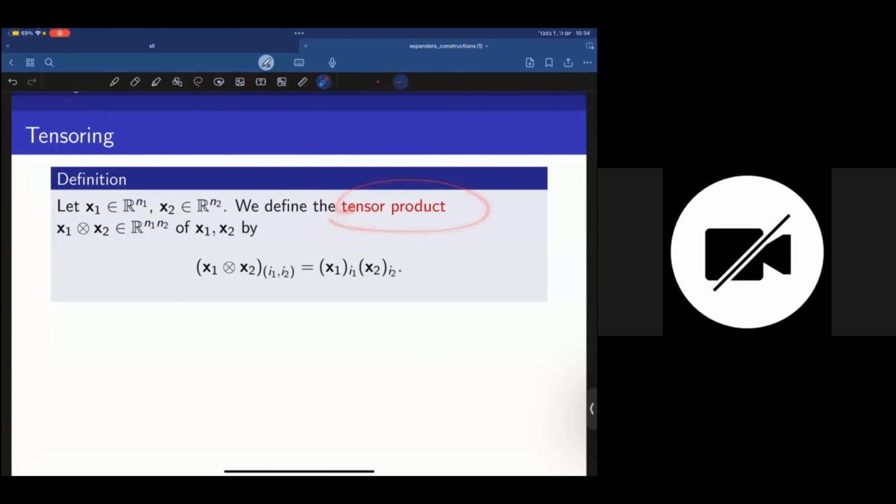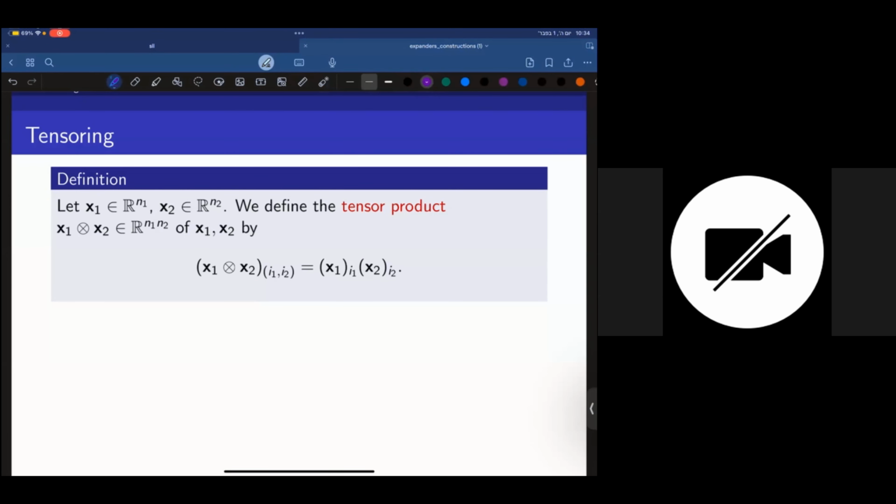And we define the tensor product of the two vectors. You see that's a vector that is n1 times n2 dimensions. And the way we define it is like in this formula. Like in the squaring graph, the indices are pairs, because instead of having an index going from 1 to n1 times n2, we are going to have an index set which is the product of n1 times n2. It's just more convenient. It's all the same. And the entry of the resulting vector at that index is simply the product of the corresponding entries of the vectors.